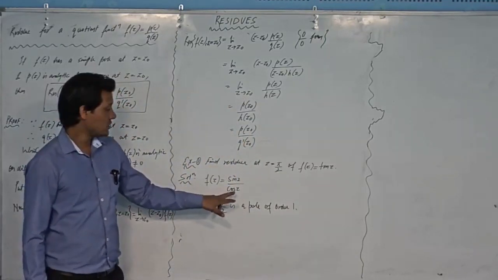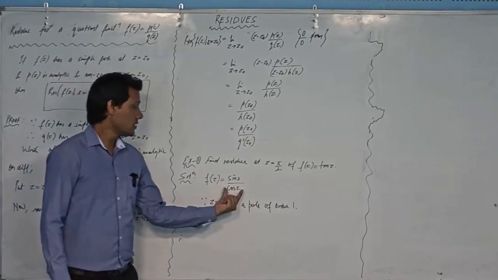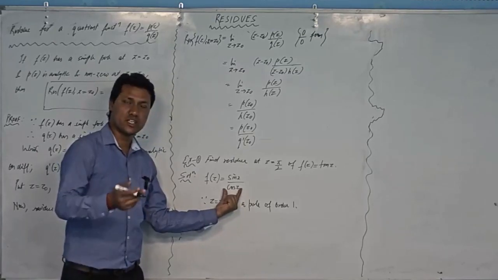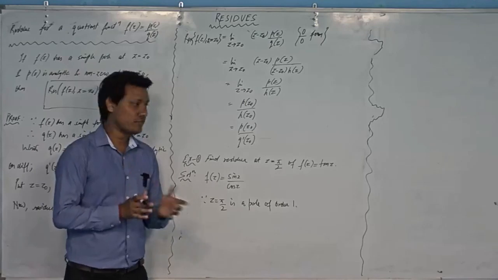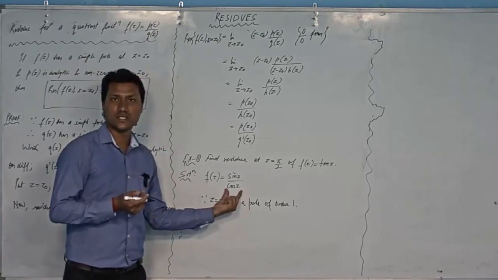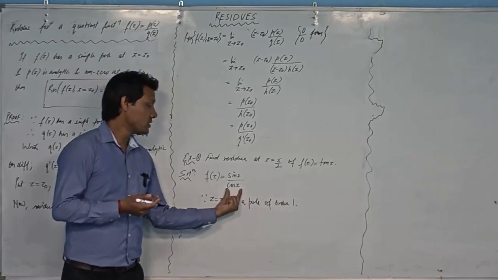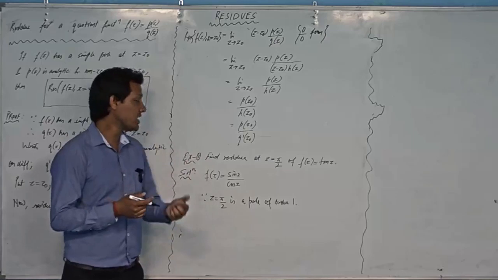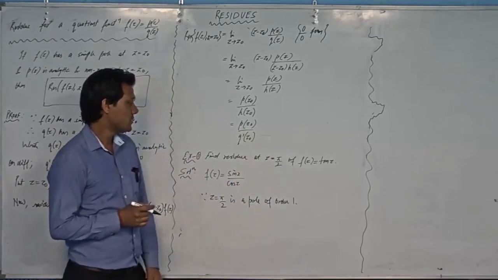You can check that it's a pole of order 1, right? And in order to check that, you should check the zero of the denominator. If you differentiate the denominator again, you will get sin z, and sin 90 is actually equal to 1. It indicates that the first derivative of cos z is non-vanishing at z equal to pi by 2, which thereby implies that the denominator has a simple zero at z equal to pi by 2, and which automatically implies that this function has a simple pole at z equal to pi by 2, right?